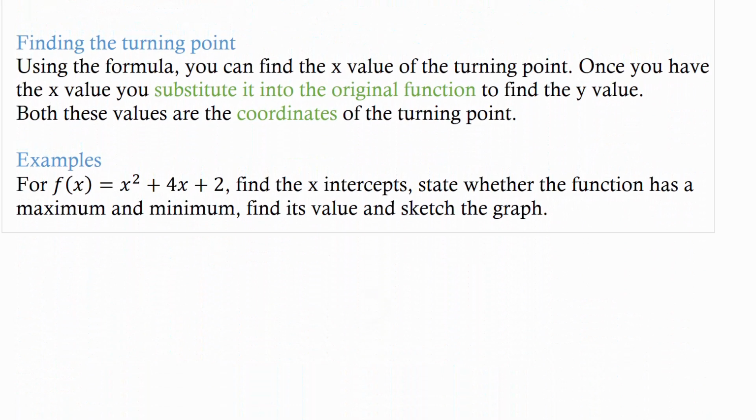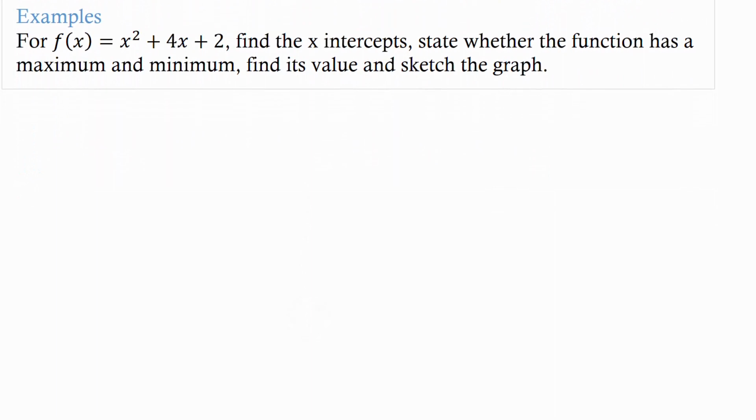So we can find the turning point using the formula. When we use the formula, we find the x value of that turning point, the vertex. Once we have the x value, we substitute this into the original equation, the original function that we were given. That then tells us the y value, sorry. And both of these together form the coordinates of the turning point.